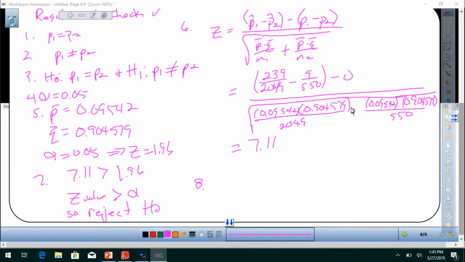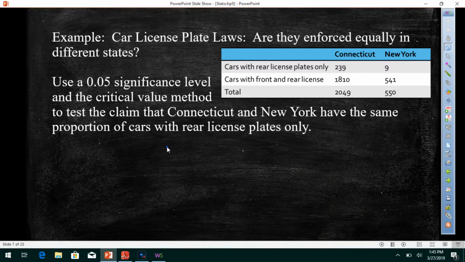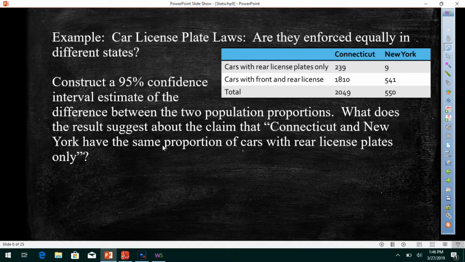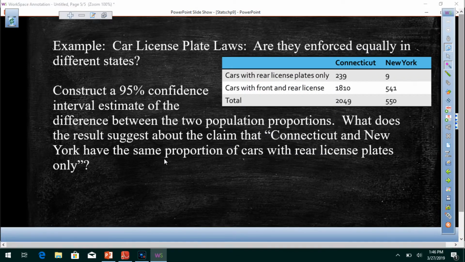And then let's see here. Now let's do this confidence interval. Conduct a 95% confidence interval estimate of the difference between the two population proportions. What does the result suggest about the claim that Connecticut and New York are the same? Same as before, the requirement check.